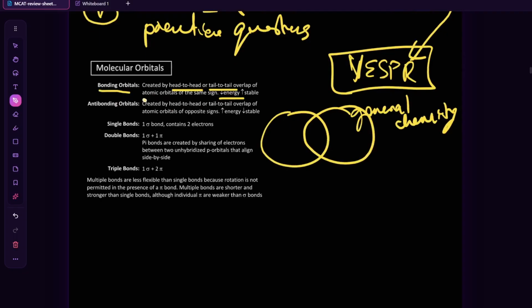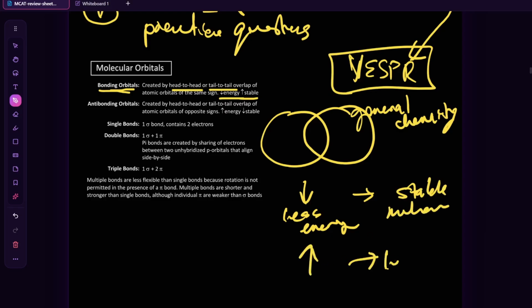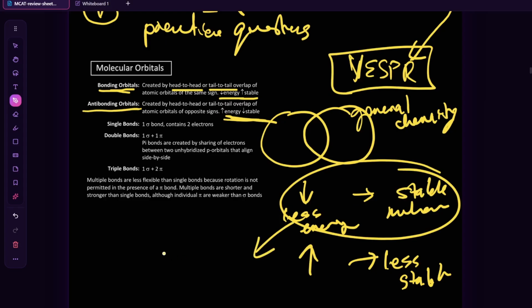Note: so bonding orbitals, yes, less energy means increased stability. Something you'll notice is that whenever something has less energy, it means it's a more stable molecule. But if you have more energy, it means you're less stable. And that's what it says here. Anti-bonding orbitals have higher energy and they're less stable. So energy and stability are, in other words, inversely related.